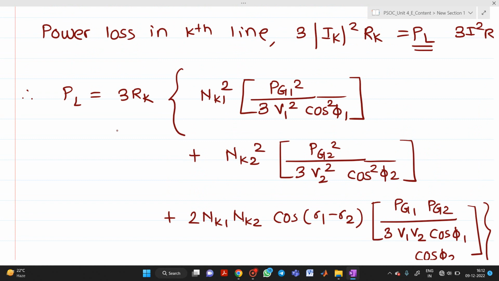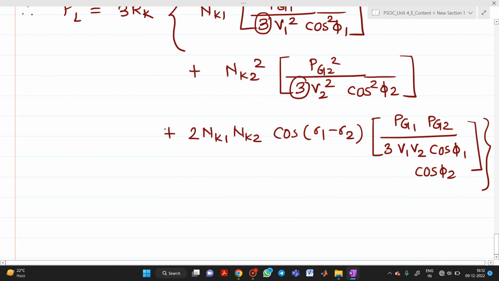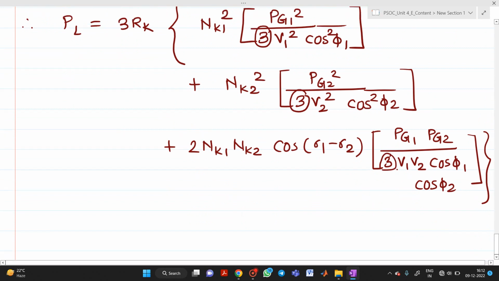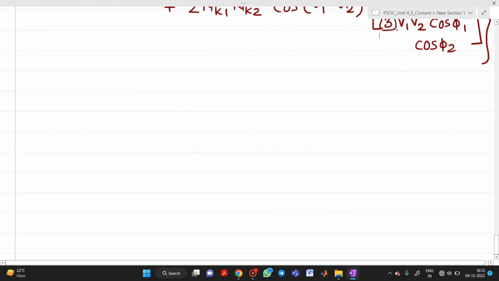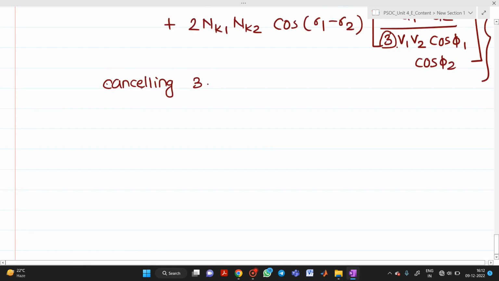If you see here, we can take this 3 common outside. Here also we can take the 3 common, so it will be 1 by 3. Here also we can take the 3 common, so it will be 1 by 3. So that 1 by 3 and this 3 will get cancelled. Therefore I will write it as cancelling. Here I can say cancelling 3. Take a common 3 from the denominator of all the terms.